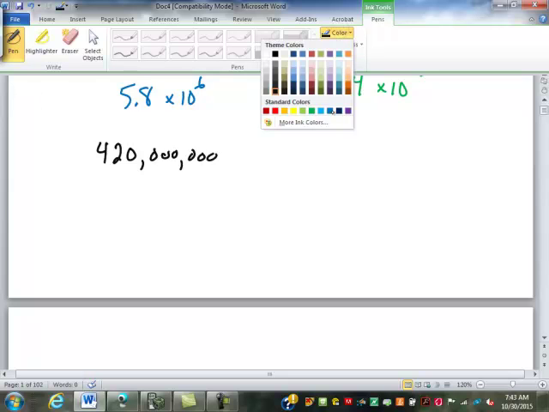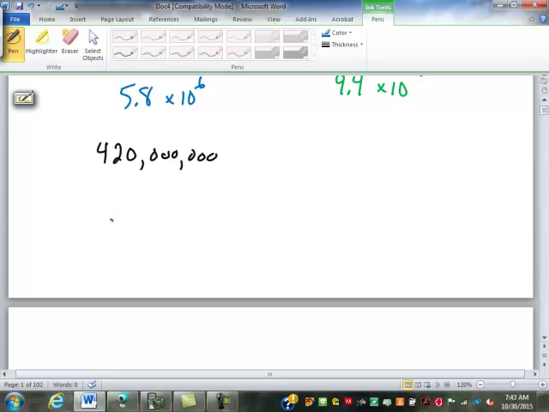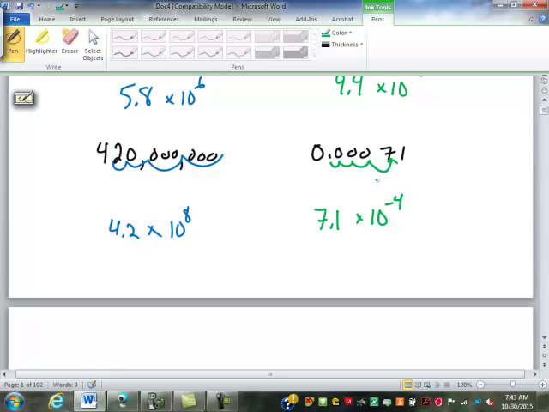So what's this one going to become? 4.2, 3, 6, 7, 8. And this one. 3, 4. Negative 4.